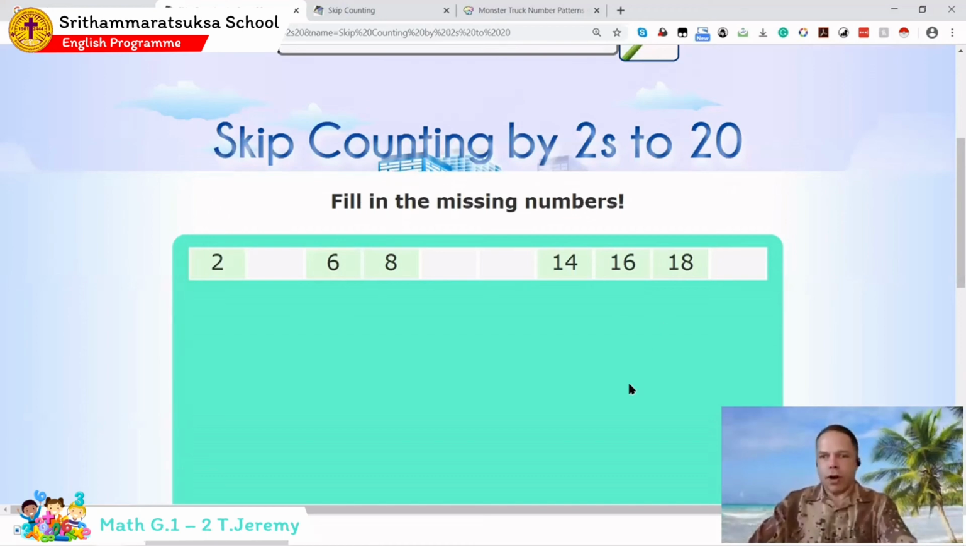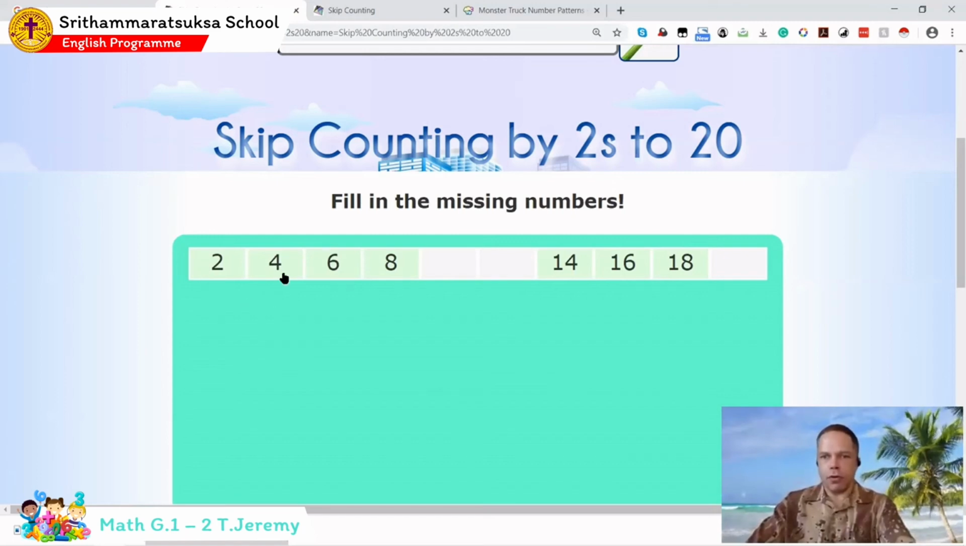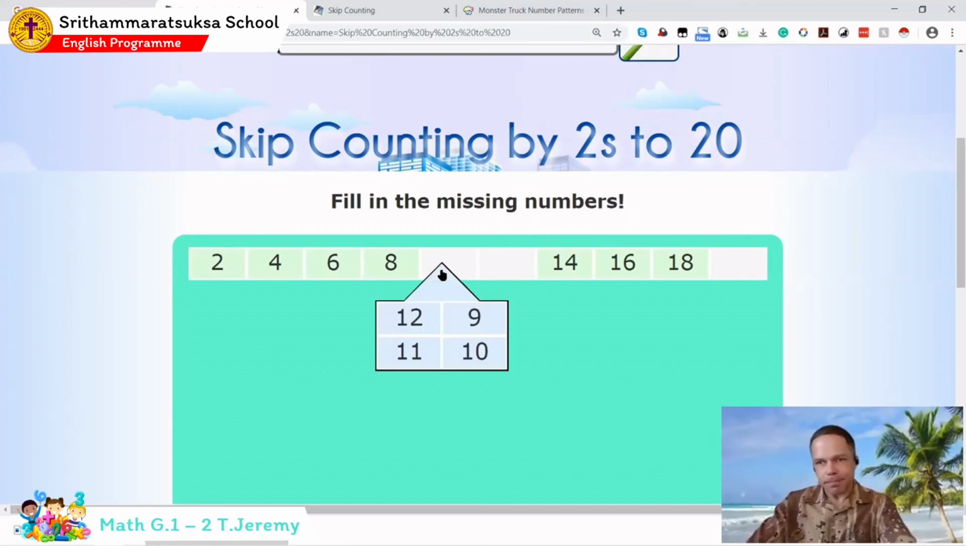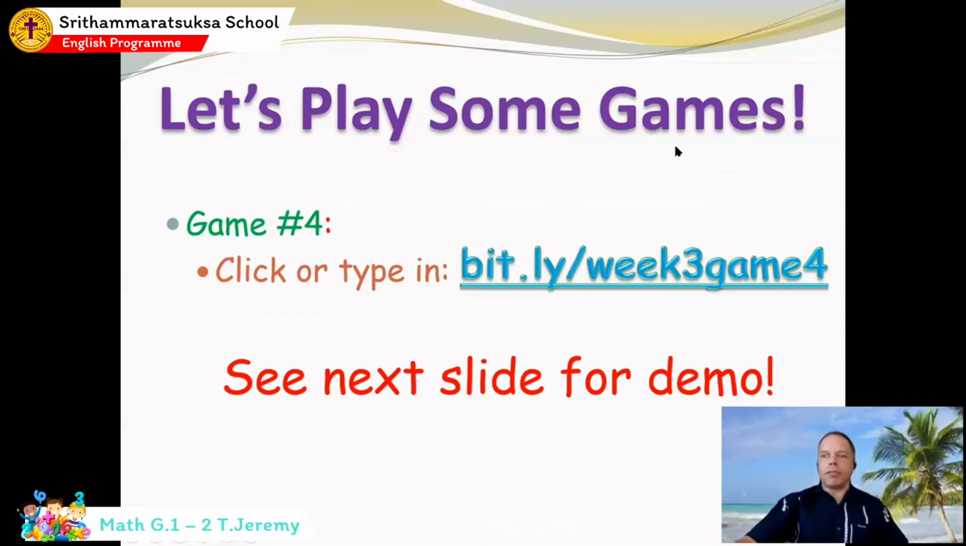Okay, let's try it. So I go over here and I click on this square. After 2 comes 4. So 2, 4, 6, 8, and then what? 10. 2, 4, 6, 8, 10, 12.